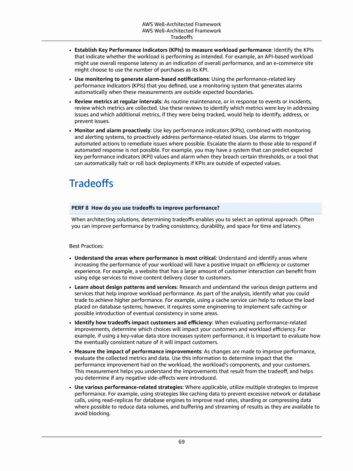Trade-offs. PERF 8. How do you use trade-offs to improve performance? When architecting solutions, determining trade-offs enables you to select an optimal approach. Often you can improve performance by trading consistency, durability, and space for time and latency. Best practices. Understand the areas where performance is most critical. Understand and identify areas where increasing the performance of your workload will have a positive impact on efficiency or customer experience. For example, a website that has a large amount of customer interaction can benefit from using edge services to move content delivery closer to customers.